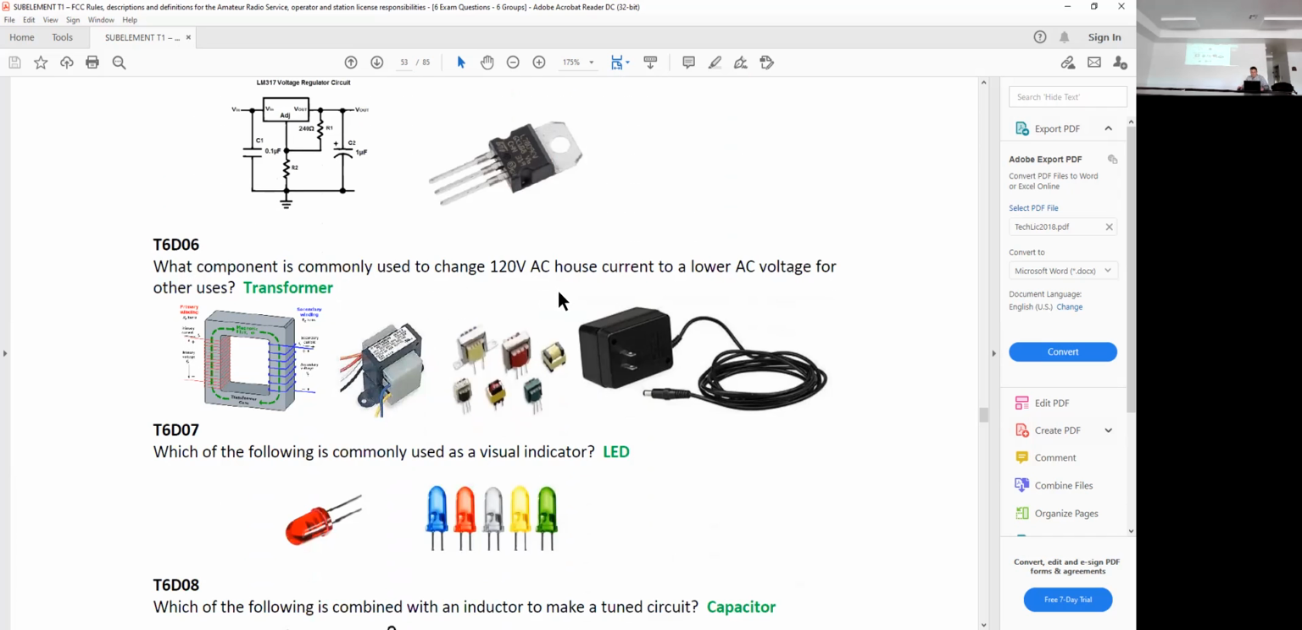What component is commonly used to change 120 volt AC house current to a lower AC voltage for other uses? The transformer. It's just a coil of wire, an inductor on one side and an inductor on the other. And I like this picture because it shows that one side will usually have more loops and the other side have less. So you got your primary winding and your secondary winding. Which of the following is commonly used as a visual indicator? A light emitting diode, LED.